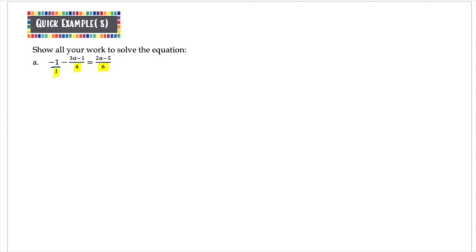I am going to identify the lowest common denominator for the 4 and 6. So the lowest common denominator is 12. What do we do with that 12? We multiply each term by 12. So I'm going to do that.